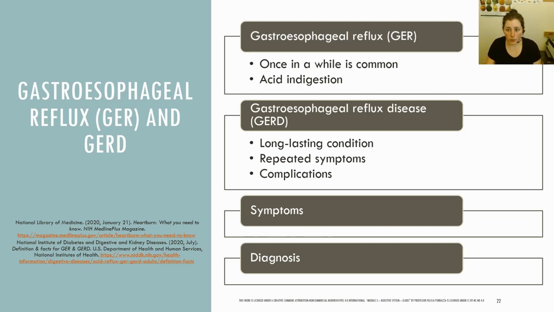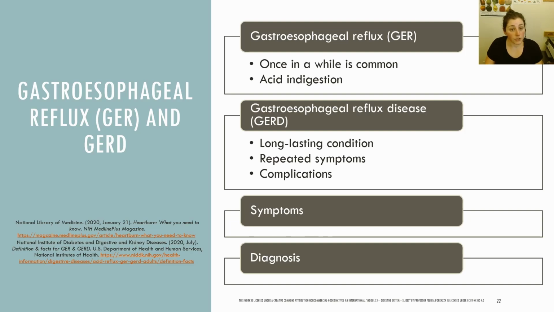Anyone can develop GERD, but it is more common for those who have obesity, are pregnant, smoke, have a hiatal hernia, or take certain medications: NSAIDs, calcium channel blockers, and sedatives. Without treatment, GERD can sometimes cause serious complications over time, such as esophagitis, esophageal stricture, and Barrett's esophagus, as well as complications outside of the esophagus.